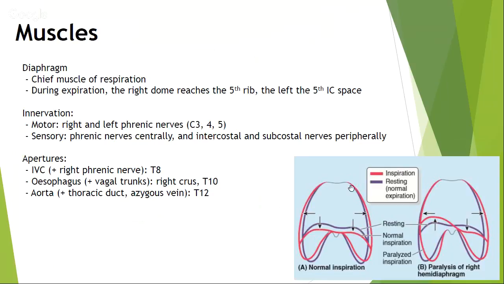And so that's just this diagram down here. With the paralyzed diaphragm, that side rises on inspiration. The sensory innervation of the diaphragm is the phrenic nerve centrally, and then the intercostal and subcostal nerves around the periphery. Sorry guys, this is an early start. In terms of apertures, you've got the IVC at T8, the esophagus at T10, and the aorta at T12.